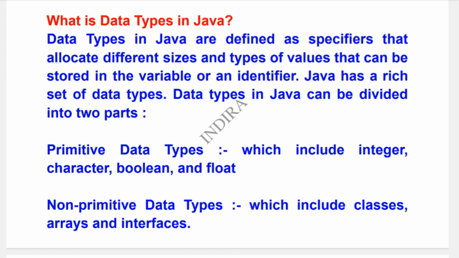Character is nothing but text, that means alphabets. Boolean is nothing but true or false conditions, or yes or no conditions. Float is nothing but decimal, that means it consists of a whole part and a decimal part. Non-primitive data types include classes, arrays, and interfaces. Classes are a collection of objects. Array is a storage allocation of the objects.